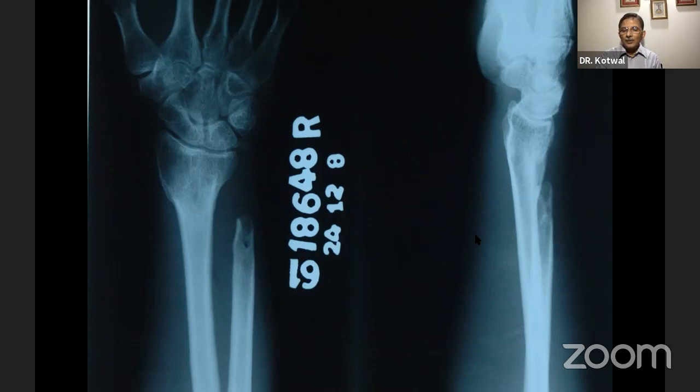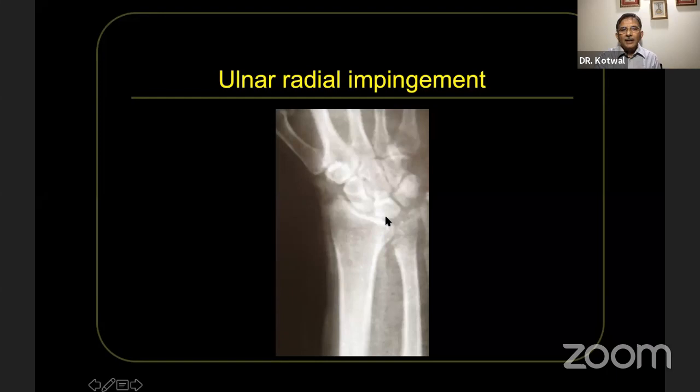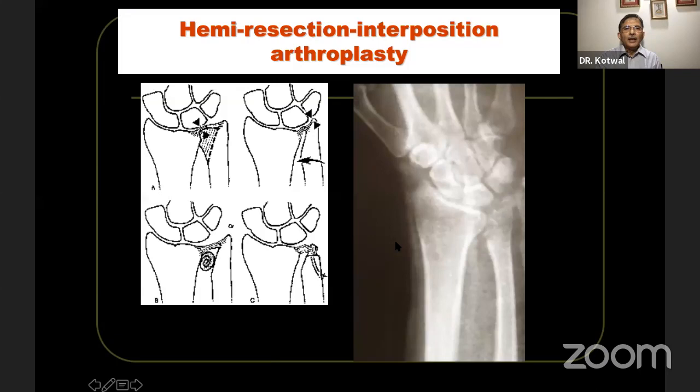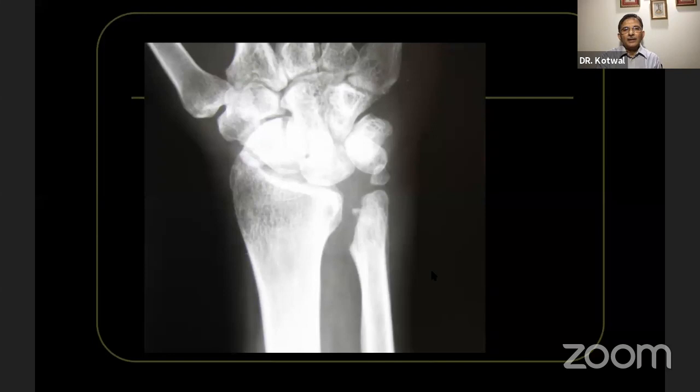Then you can have an ulnar radial impingement, and this can be painful, and therefore you can do a hemi-resection interposition. That means you excise only that much part of the ulna and put in a spacer, which can in fact be a free tendon graft. You make a roll of it. This is how you excise a part of the ulna so that the impingement is relieved, and you put in a spacer graft of the tendon itself.